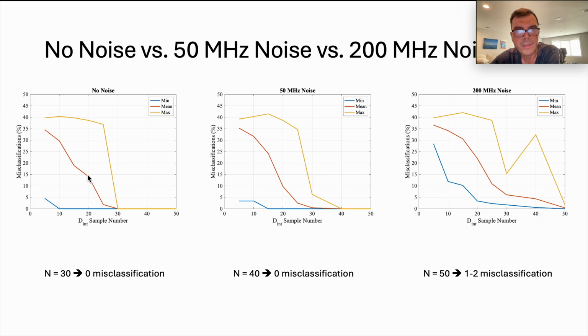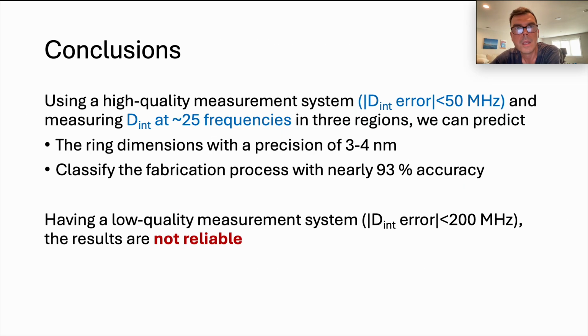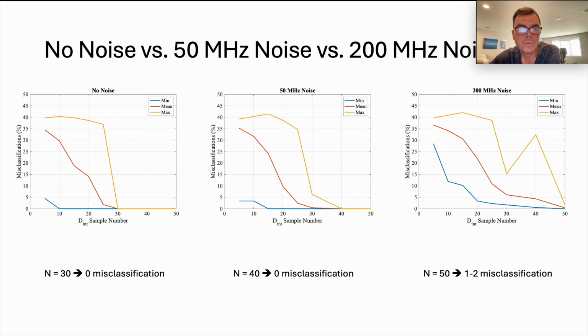And here, the red one is the mean behavior. Even for, let's say, 25 samples, the misclassification error is around 5%. So we will classify 95% of them accurately. All right, so yeah, that slide needs to be updated.